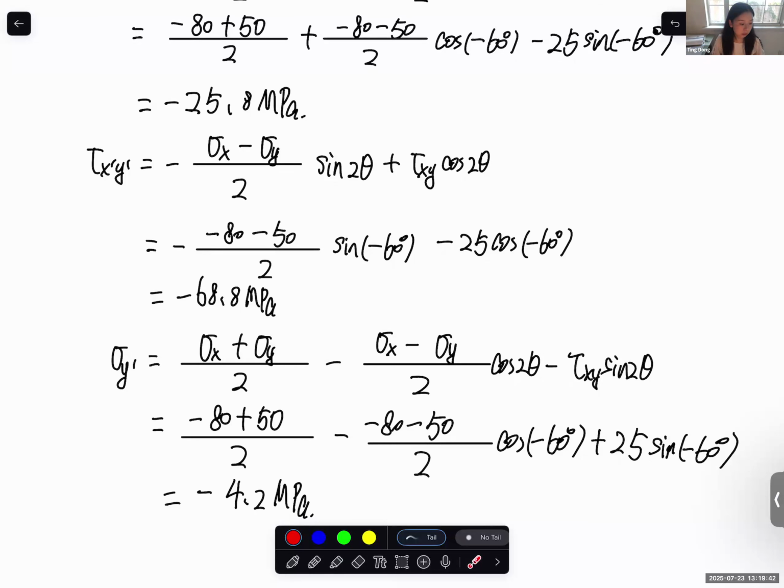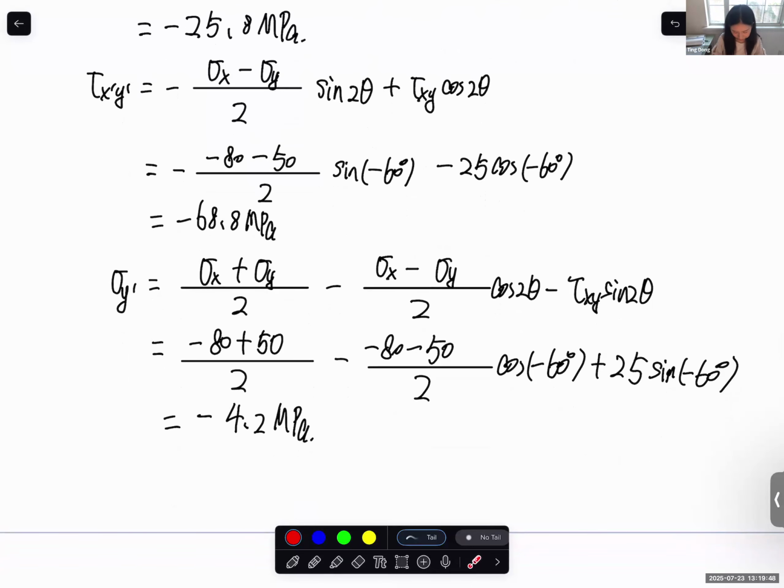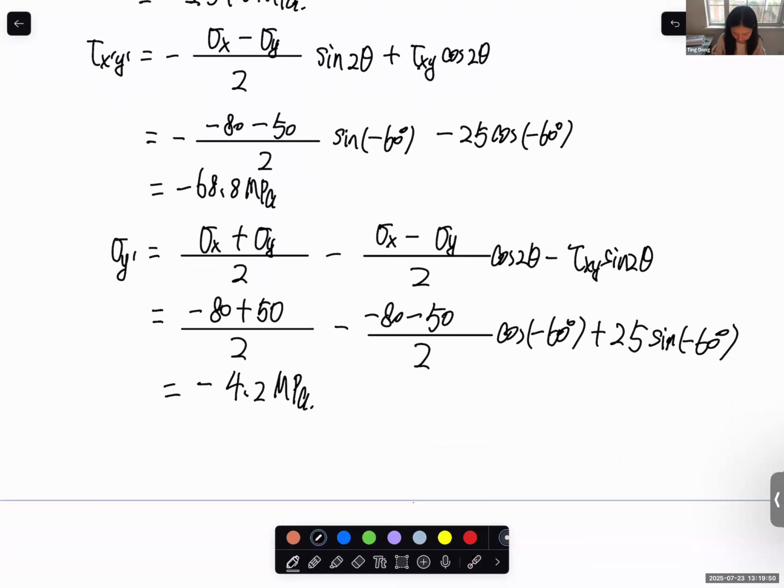So this is the stress component after rotation, or I can put it on a square to show you that. Let's say this is the square that is rotated 30 degrees.